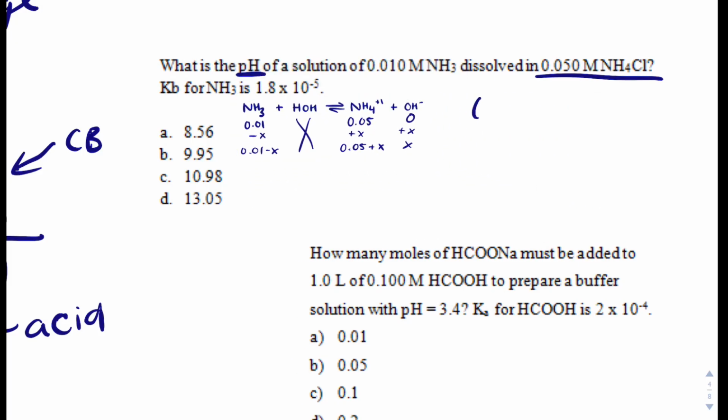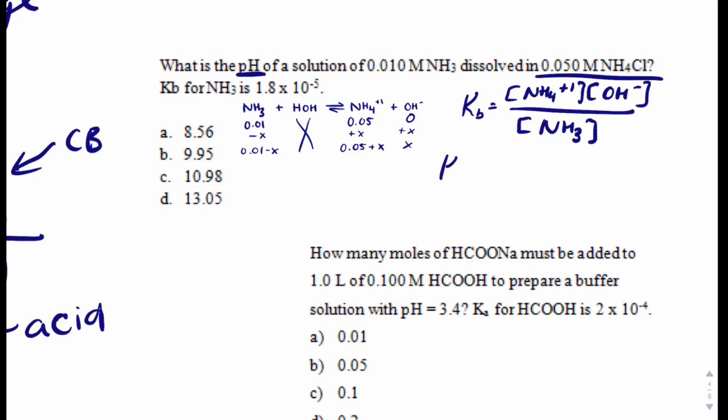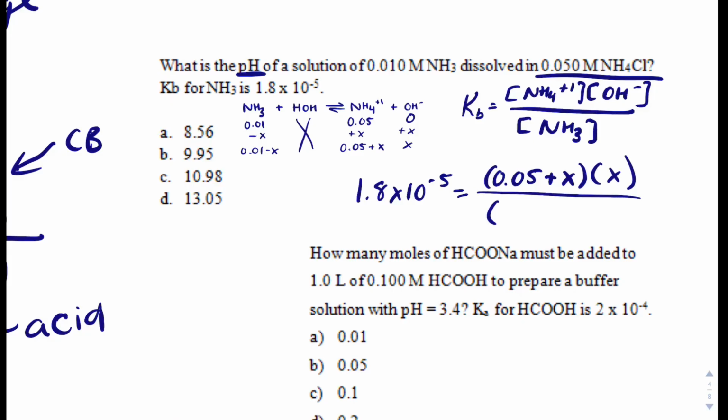So our K expression has got to be Kb. The reason why it's got to be Kb is we produced hydroxide. So Kb is equal to NH4 plus 1 times hydroxide divided by NH3. Okay, that Kb, which I'm just going to write out the number, is 1.8 times 10 to the minus 5 equals 0.05 plus X divided by 0.01 minus X.